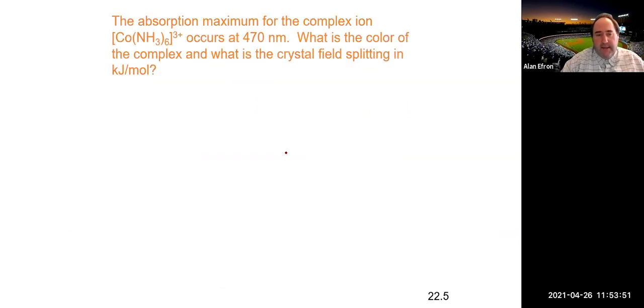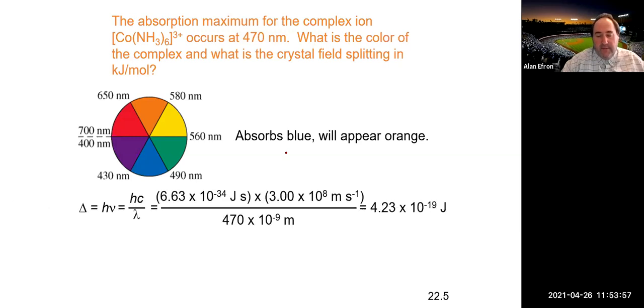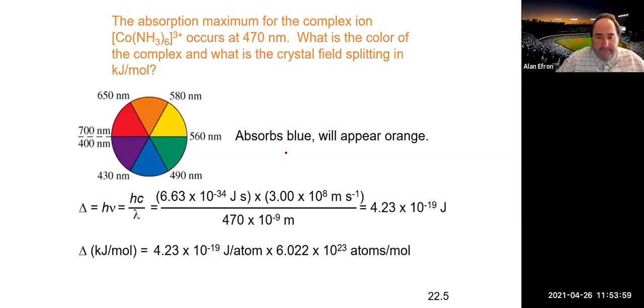So let's take a look at an example of that, and I think it might be worked out on your page. We'll go through the calculation just to make sure of what's going on. In this particular case, the absorption maximum for a complex ion of our cobalt with six ammonias attached occurs at 470 nanometers. What is the color of the complex, and what is the crystal field splitting that we would expect in kilojoules per mole?